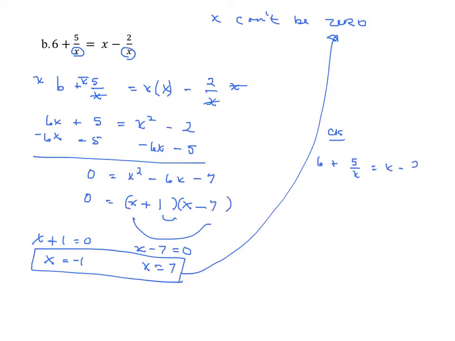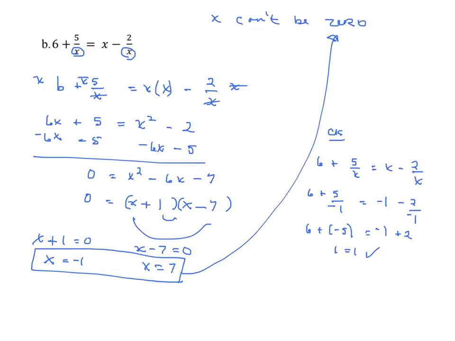There we go. I wrote out the original problem. Let's check the negative 1. 6 plus 5 divided by negative 1 is equal to negative 1 minus 2 over negative 1. Well, 5 over negative 1 is negative 5. Negative 2 over negative 1 is a positive 2. 1 equals 1. That totally checks.